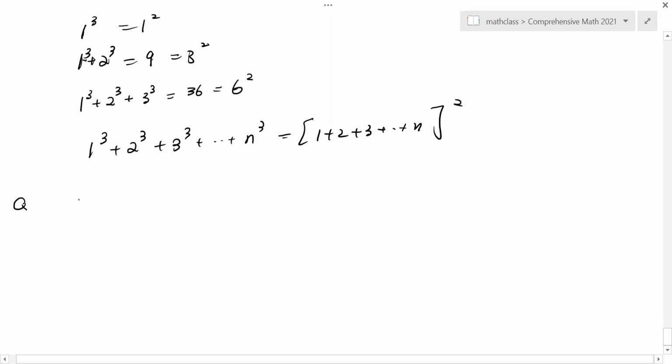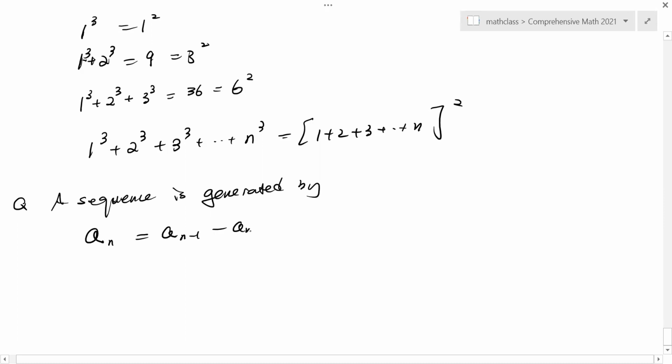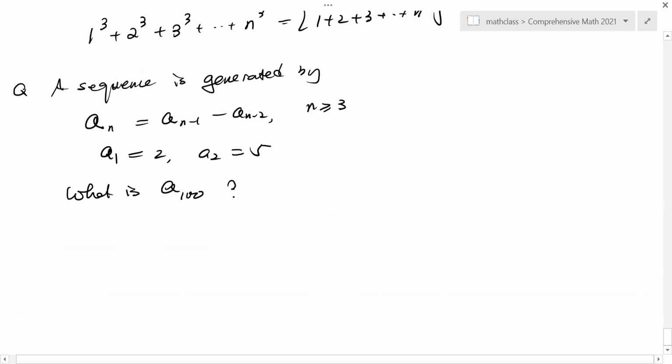Okay, this is a sequence generated by the following formula. A_n equals the difference of the previous two terms, for n greater than or equal to 3. And the first term A1 is 2, A2 equals 5. And what is the 100th term? A_100, right? Of course, you have to find the general formula.